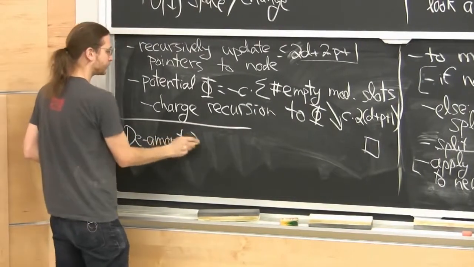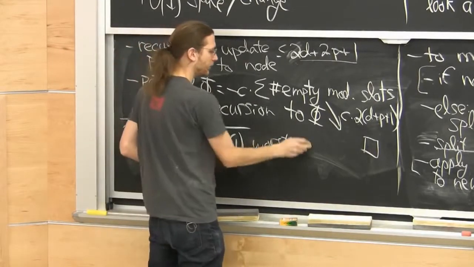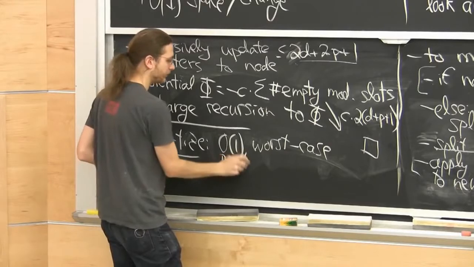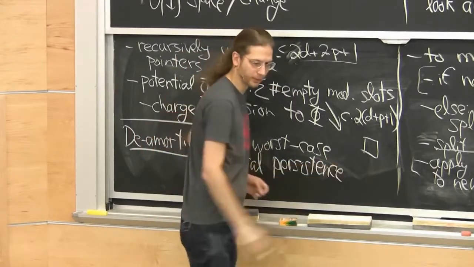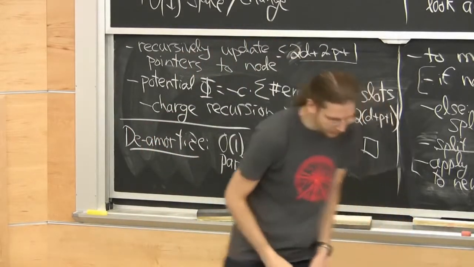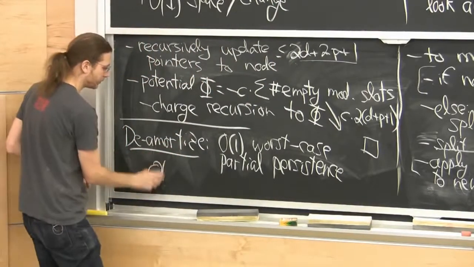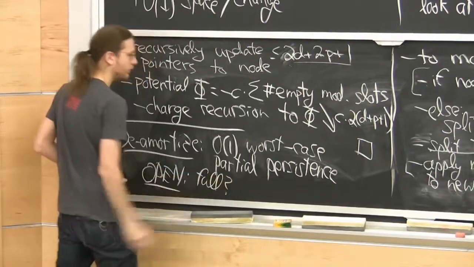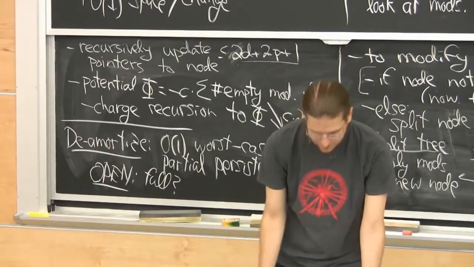You can get constant, worst case slowdown for partial persistence. This is a result of Gerth Brodal from the late 90s, 97. For full persistence, though, it's an open problem. I don't know if people have worked on that. All right, so some mostly good results. Let's move on to confluent persistence, where things get a lot more challenging.